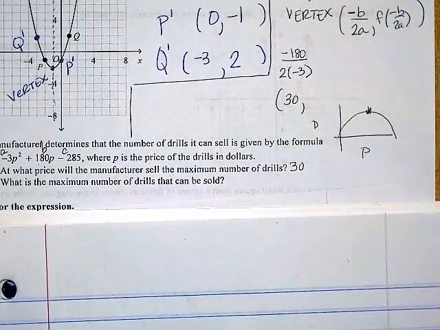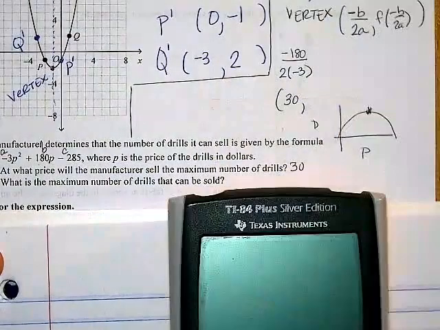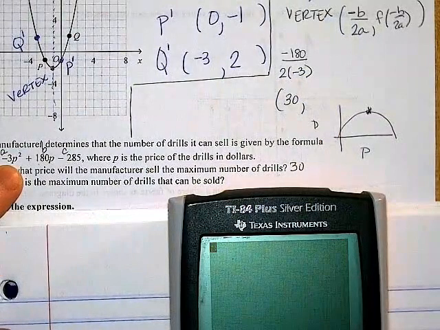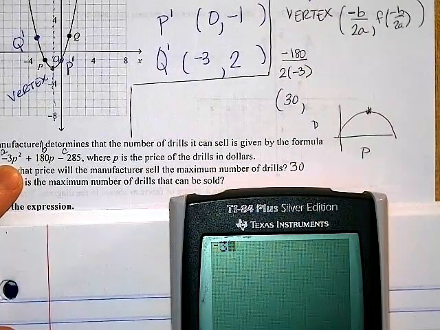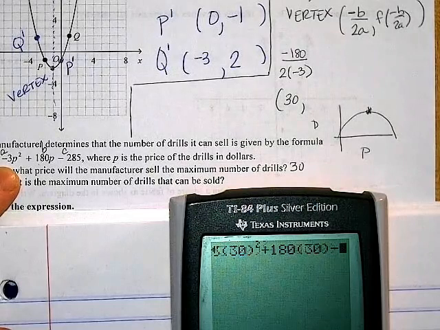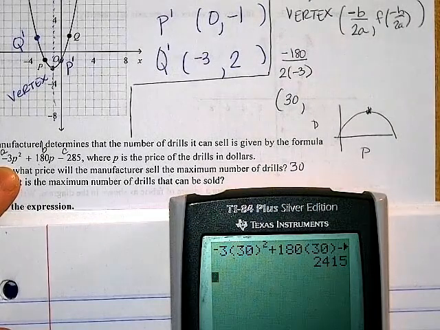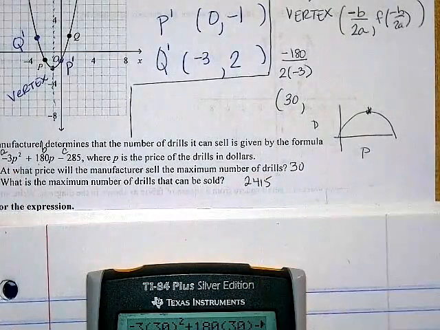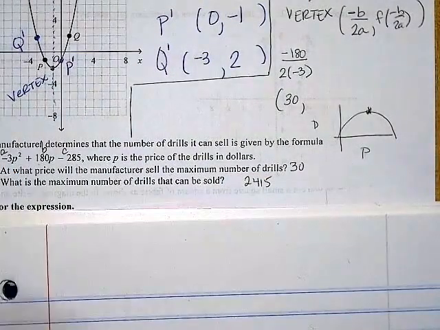Then they say, how many drills can you sell? Well, you need to plug 30 into the formula. Negative 3 times 30 squared plus 180 times 30 minus 285. I get 2,415. Is that what you got? Okay, moving right along.